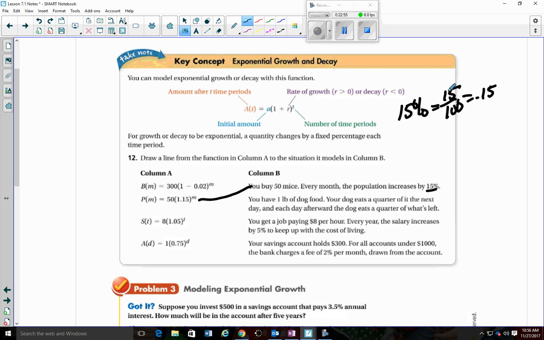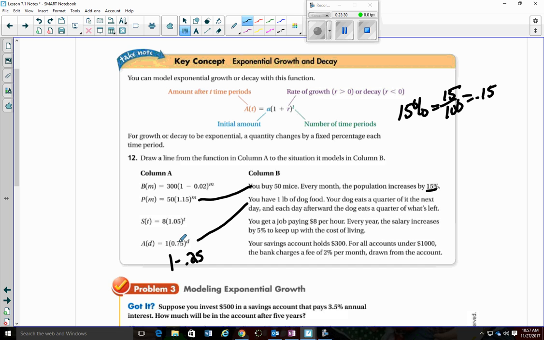All right, so the next one, you buy a pound of dog food. So that would be the bottom one there. Okay, so it starts with a pound of dog food, but then it eats a quarter each time. So that's a decay because it's going to keep eating a quarter of what it has every single time. So that's why this is 0.75, because again, it'd be 1 minus 0.25. So it's going down 25%. The dog eats 25% each time, which means that it's 75% of its original value every time.